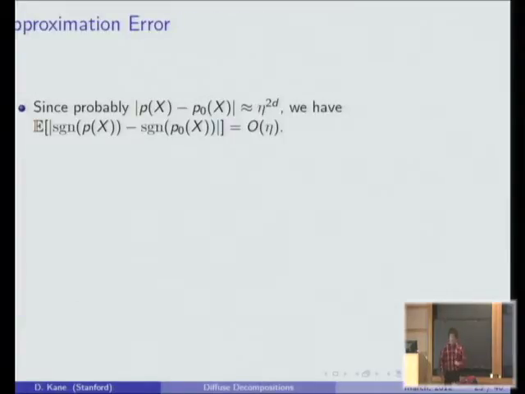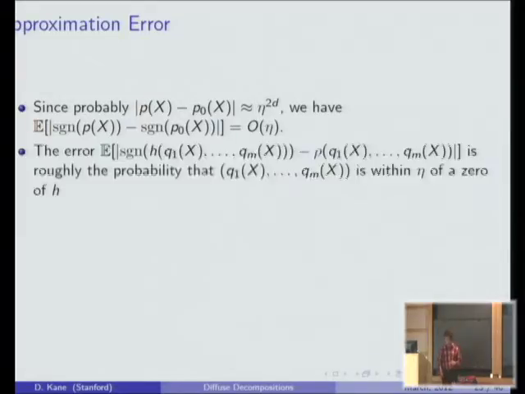So let's see what happens here with our approximation error, because that's where we hope to get the major gains from. The point is that because P and P naught are very close, it's not hard to show using concentration and anti-concentration results that probably the sine of P of x and the sine of P naught of x are the same. Now, the main error that we have to look at is the difference between sine of h of q1 through qm and rho of q1 through qm.